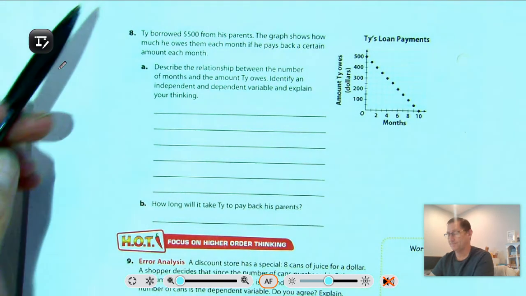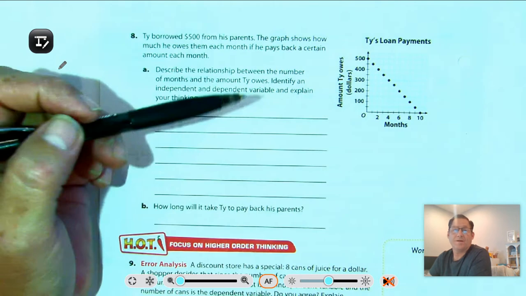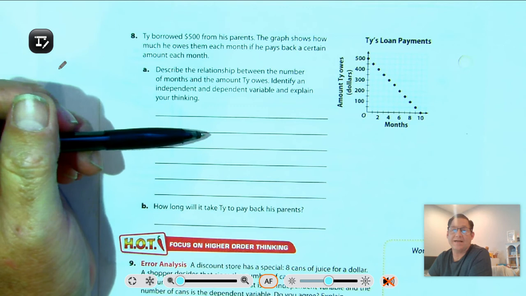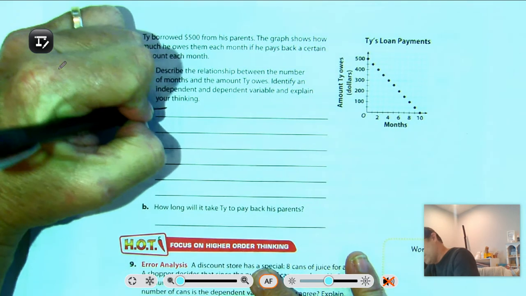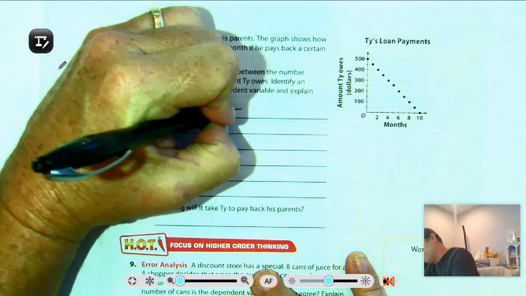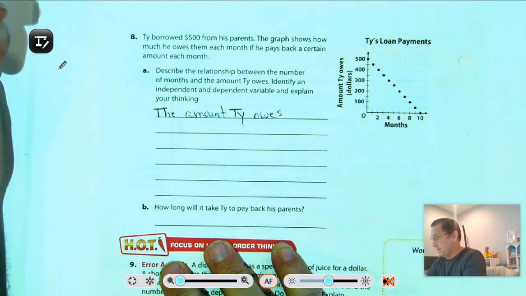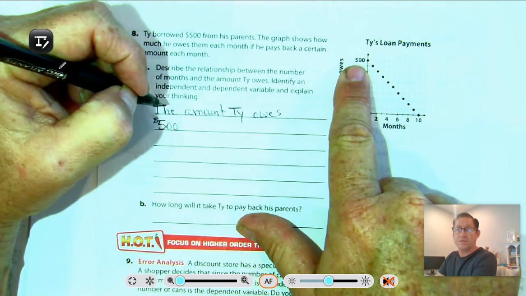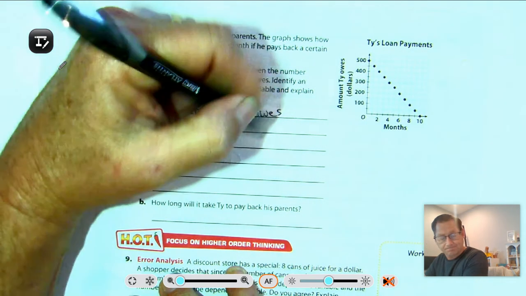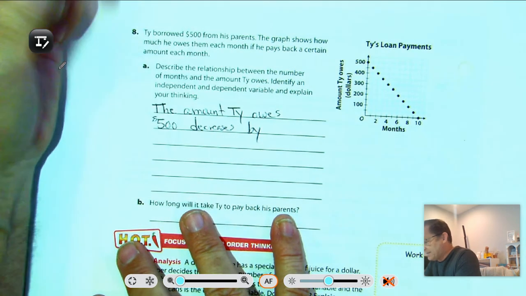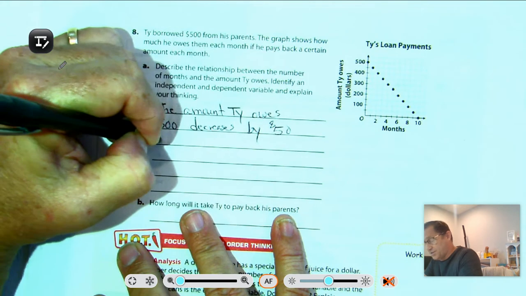All right, so we have a decreasing trend here, right? So as the number of months increase, the amount that Ty owes goes down. All right, so describe the relationship between the number of months and the amount Ty owes. Identify an independent and dependent variable and explain your thinking. All right, so the amount Ty owes is decreasing, right? So the amount he owes, let's see, $500. He owes $500. That's where it starts, at 0 months, he owes $500. So the amount Ty owes decreases by, it looks like it's going down by increments of 50, right? Yes, decreases by $50 each month.